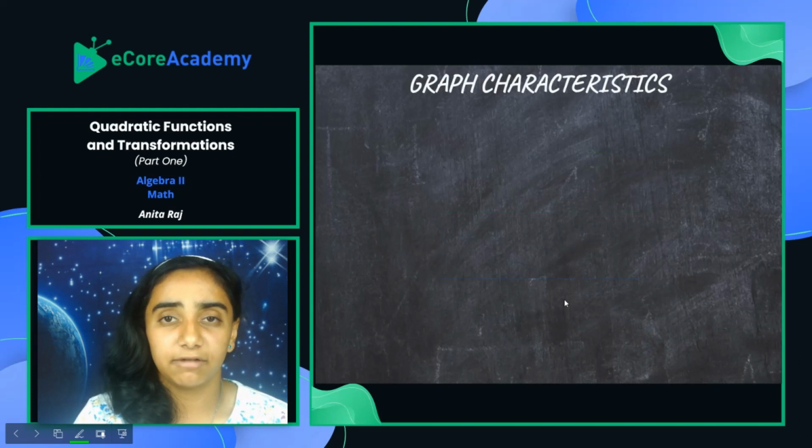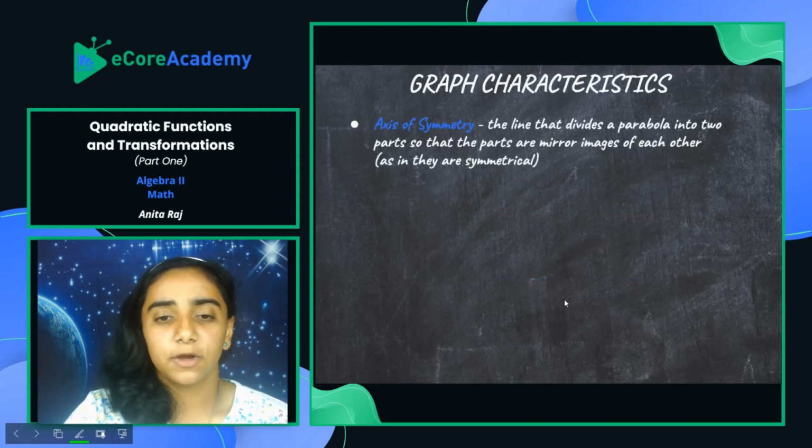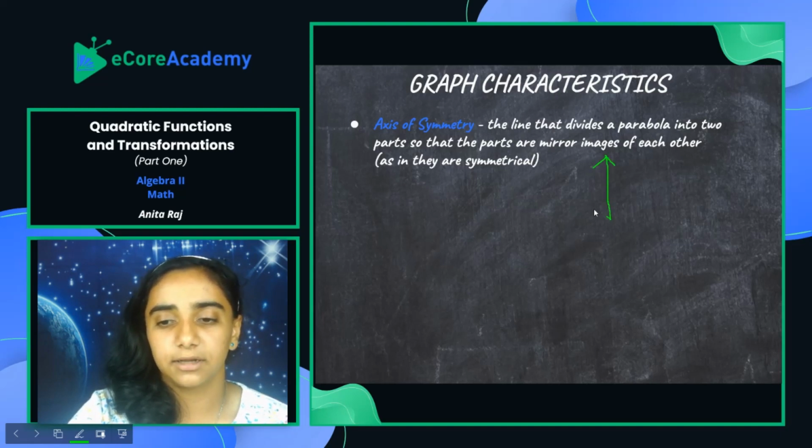Okay, now let's look at graph characteristics. So you have the axis of symmetry. It's the line that divides a parabola into two parts so that the parts are mirror images of each other, as in they are symmetrical. So let's look at what this means. I'm just going to draw a mock coordinate plane right here. I'm sorry if it's kind of bad, but that's my mock coordinate plane. And then if I have a parabola like that, your axis of symmetry would be what divides this parabola perfectly into two halves. So it'd be a line that goes straight down the middle where the vertex is.